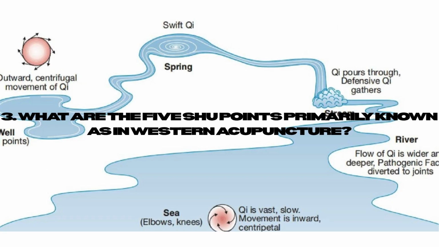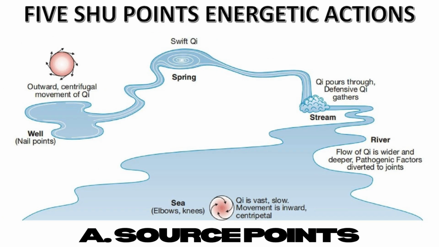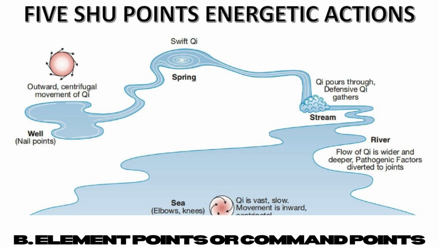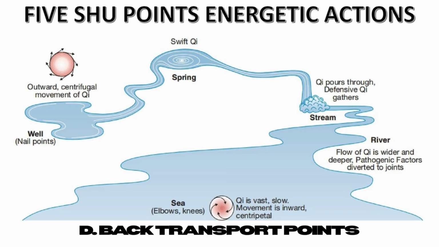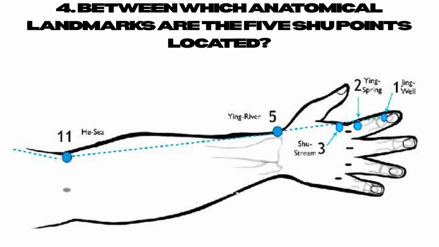Question 3. What are the 5 Shu points primarily known as in Western acupuncture? A. Source points. B. Element points or command points. C. Antique points. D. Back transport points.